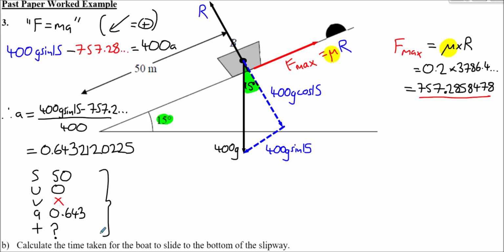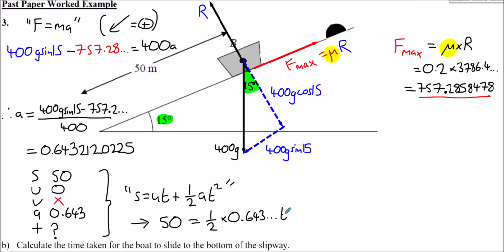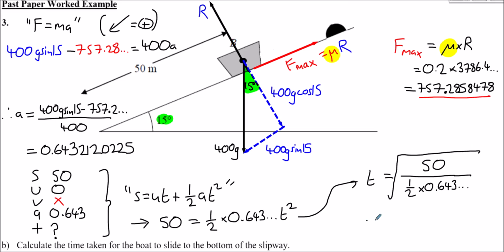So what we need here is an equation of motion which does not involve v at all. And once again, it's the good old s equals ut plus 1/2 at squared. So s is 50, u is 0, so ut is 0. That gives us half multiplied by 0.643, etc., t squared. If we divide both sides by a half times 0.643, we see that t squared, well, in fact we can do this in one step, t will be the square root of 50 divided by the half of 0.643, etc. That makes t squared the subject, but because we want t, we have to square root all of this beast, and then we'll arrive at what we want to find.